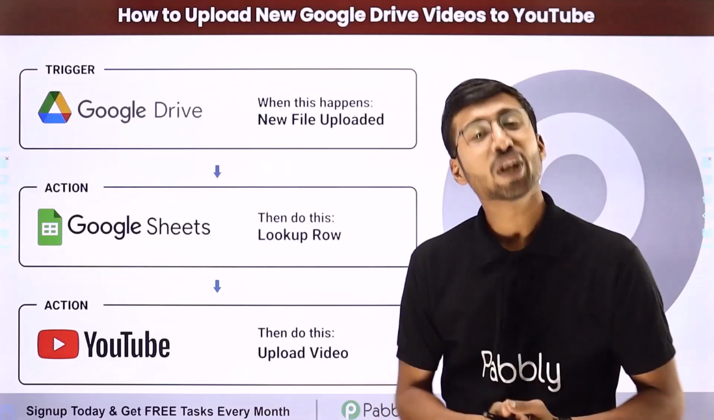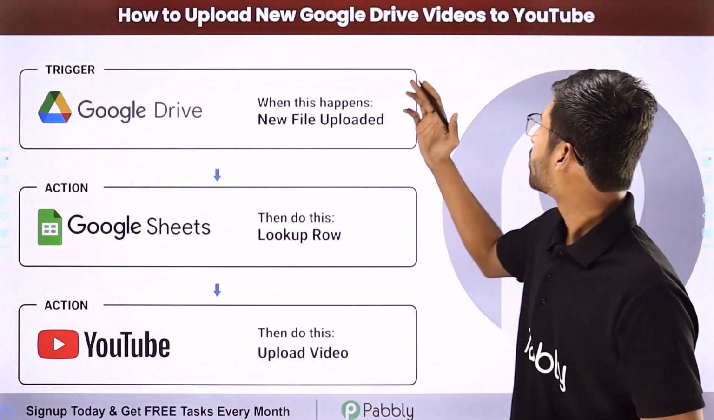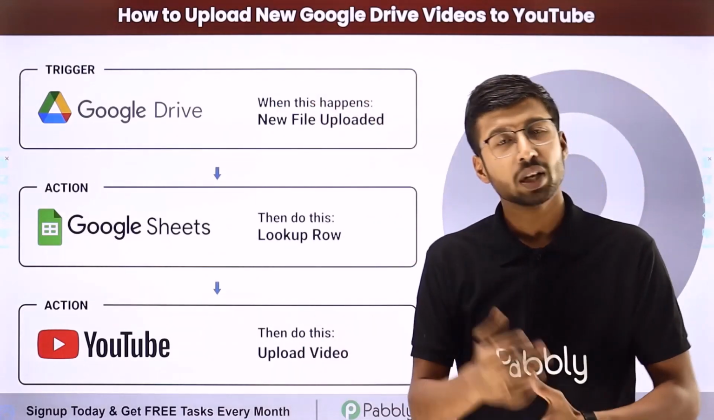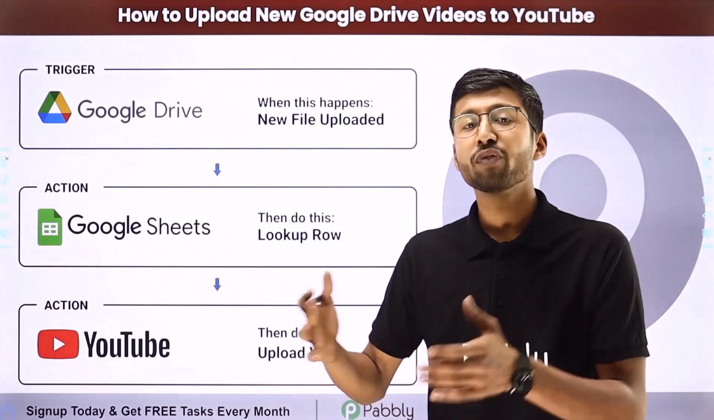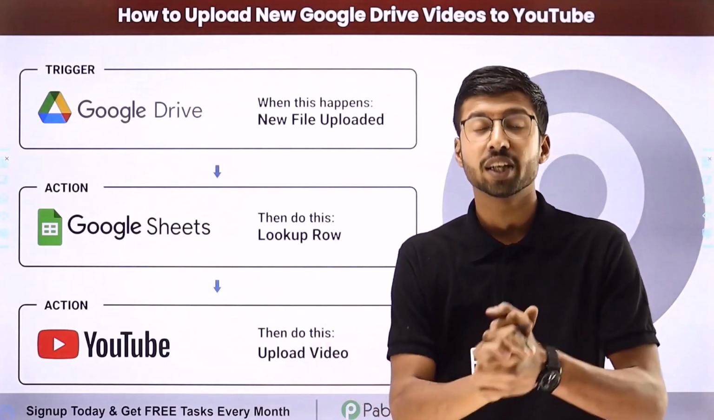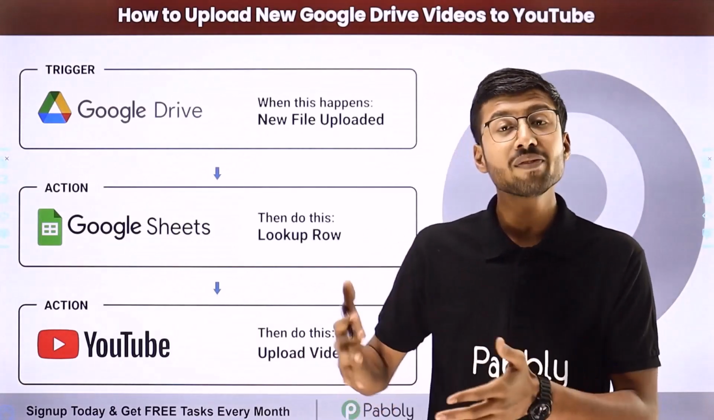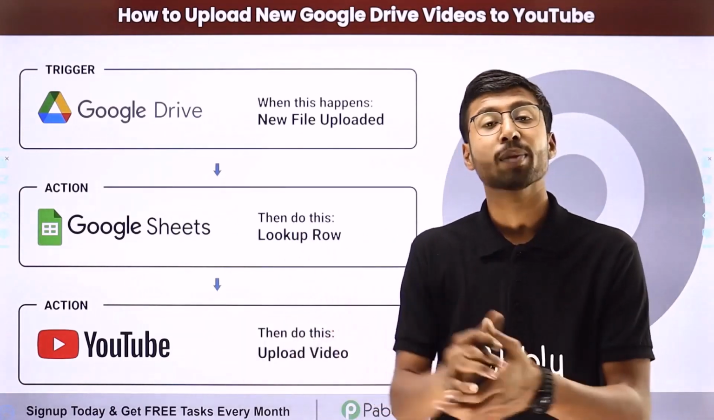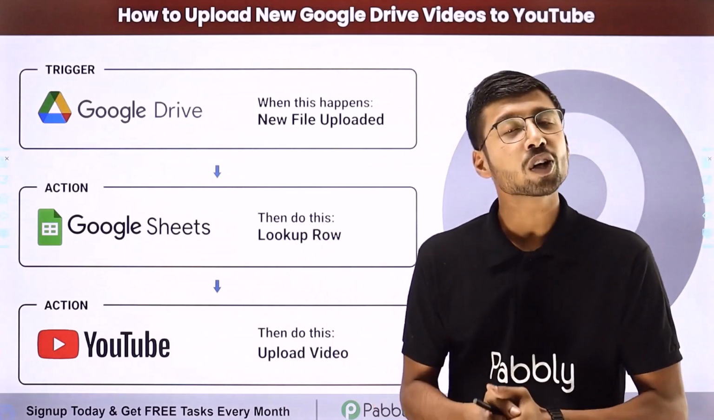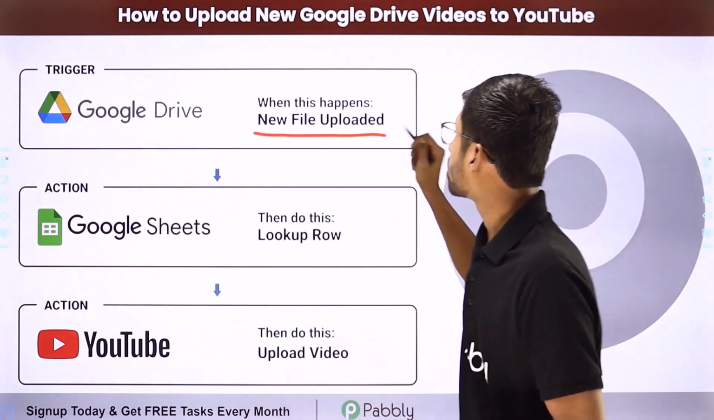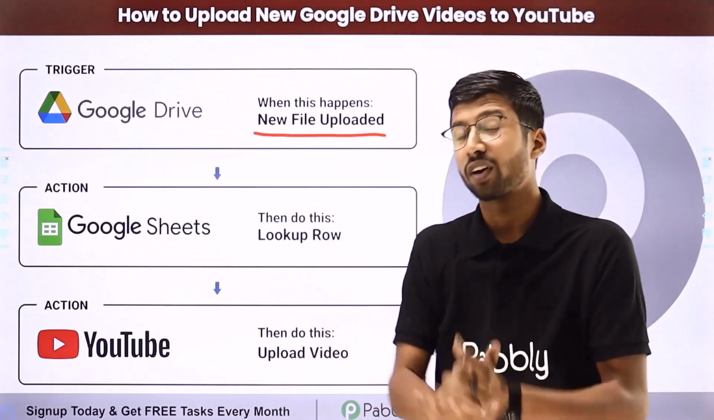So in this video, we will learn how to upload new Google Drive video to YouTube. Now suppose guys you are uploading your new videos which you want to publish on your YouTube channel into your Google Drive folder. And from there guys you can automatically upload that same video on your YouTube channel using Pabbly Connect automation. So the trigger of this automation will be uploading a new file on our Google Drive folder, a new video on your Google Drive folder.